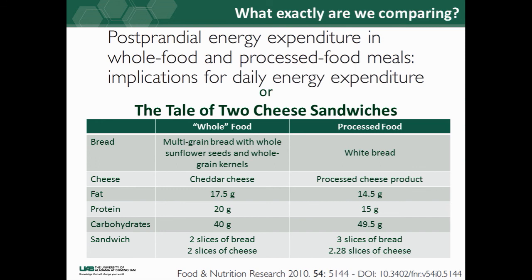And indeed, when you look at the sandwich itself, to make this work, the whole food sandwich was 2 slices of bread with 2 slices of cheese, and the processed food was 3 slices of bread with 2.28 slices of cheese to get the same thing. So, this is a reasonable way to compare one cheese sandwich against another, but then we have to ask, is this representative of all whole food and processed foods?